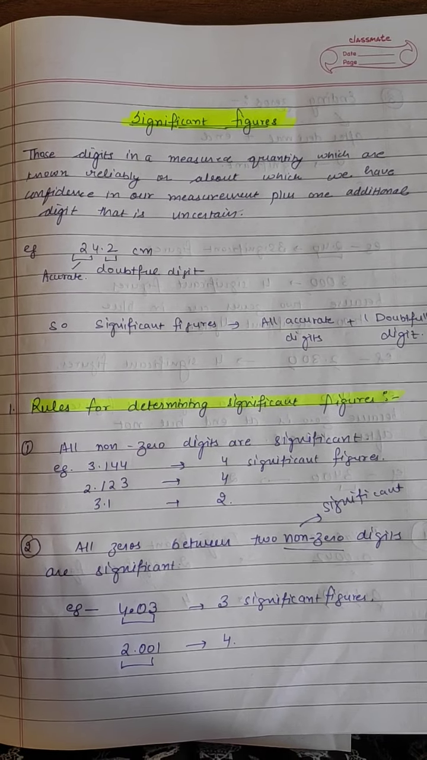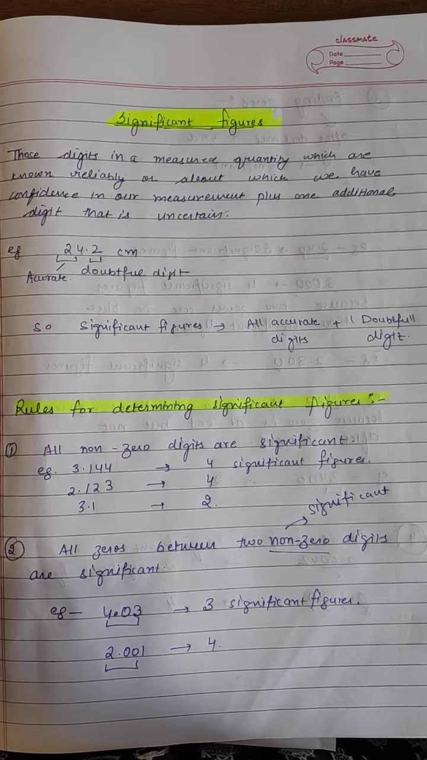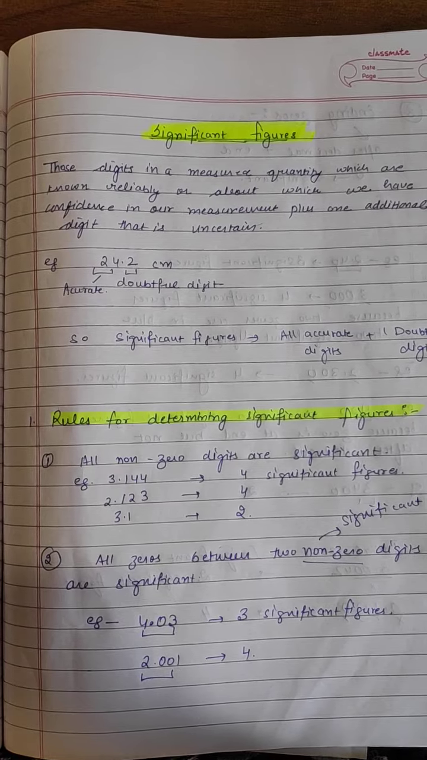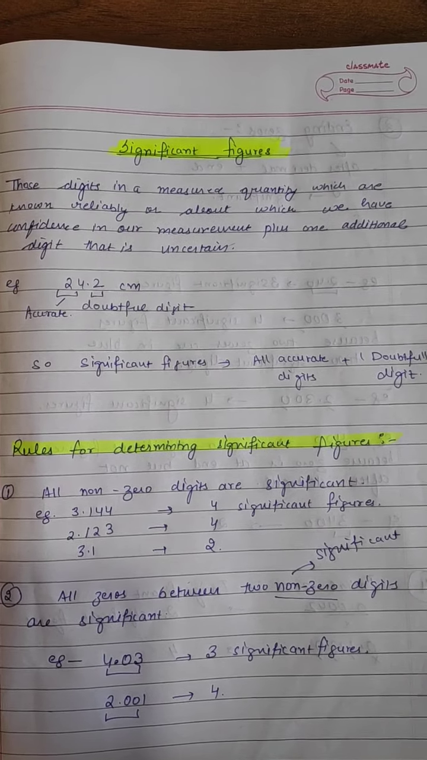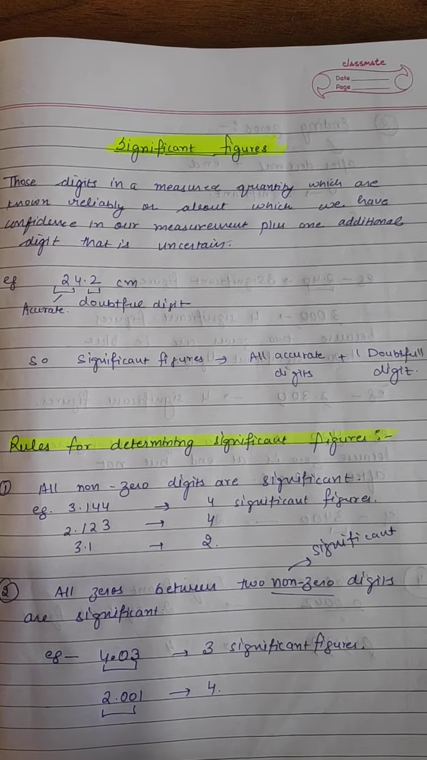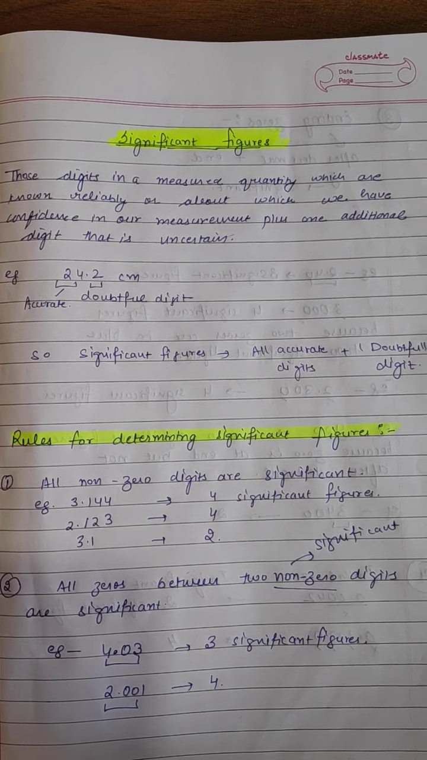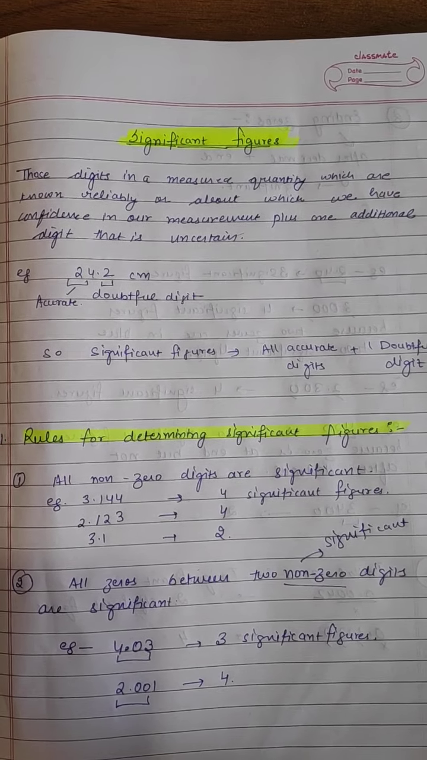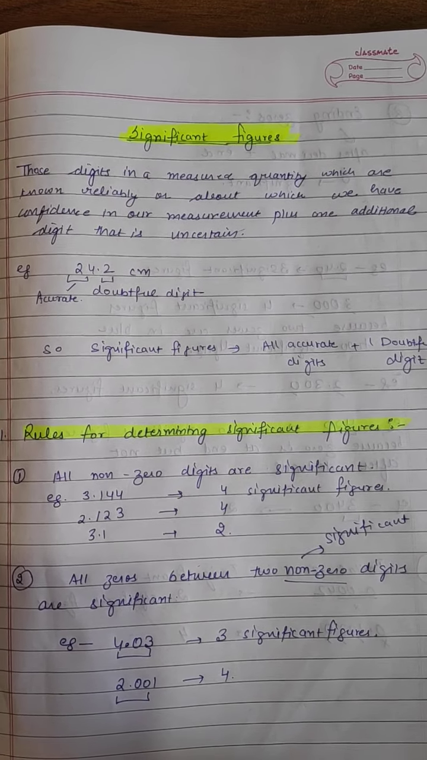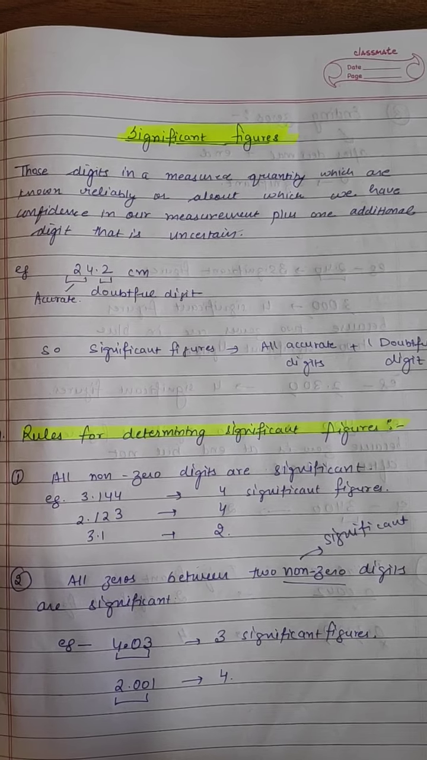Hello students, today we will discuss a new topic, significant figures. What are significant figures? Those digits in a measured quantity which are known reliably, or about which we can say that we are confident in our measurement, plus one additional digit which is uncertain, which means it is not known.